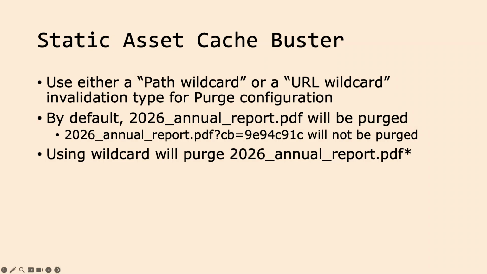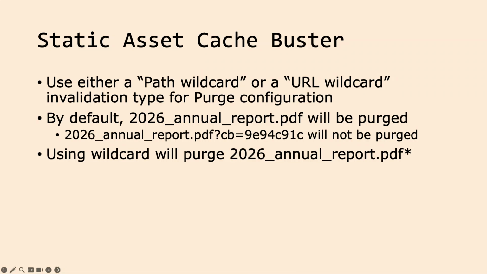So the URL with that cache busting query string is considered a different object than without the cache busting query string. If you don't have this enabled, what will happen is that Varnish is just going to keep serving your old versions of your assets.